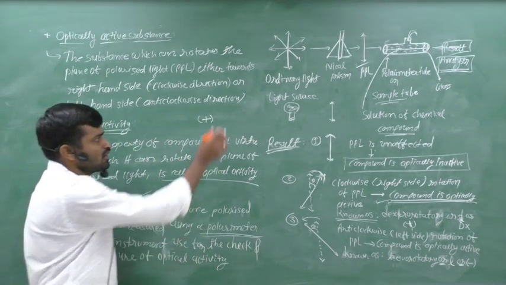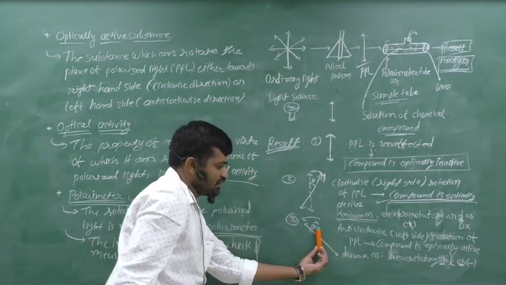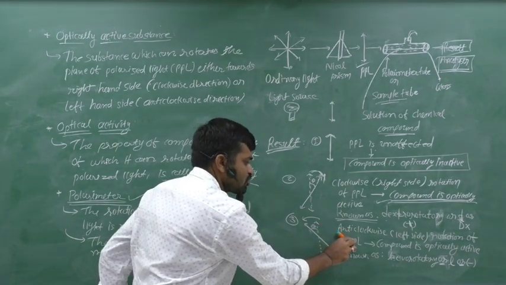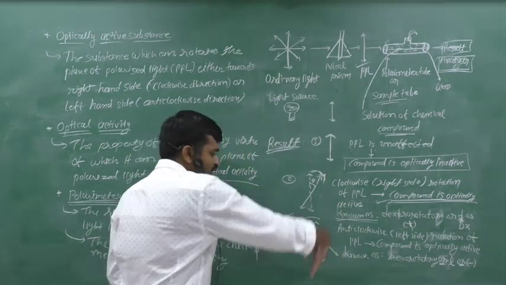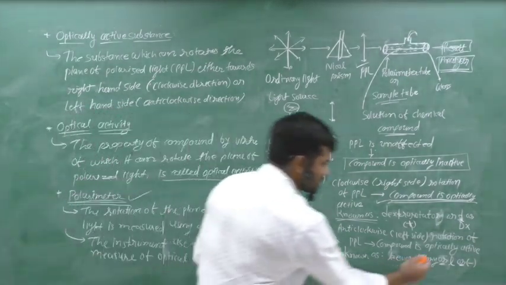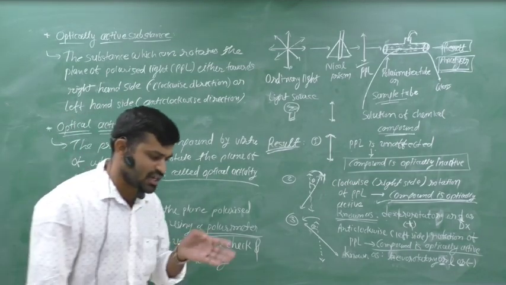Clear? And the third result which we discuss here: suppose the plane polarized light is like that, and we pass it through the solution and the plane is rotated like that, meaning in the anti-clockwise direction or left side. Therefore you can say that the compound is optically active. It does not matter whether it rotates to the right side or left side.